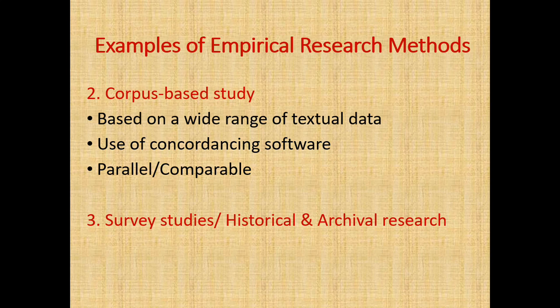When we talk about corpus-based study, we usually try to distinguish between these two, parallel and comparable. But in other contexts, the term parallel is sometimes used to cover both types, and even comparable is used interchangeably. The third example of empirical research method is conducting survey studies, where the survey is conducted through questionnaires or interviews and so on, and also historical and archival research methods.